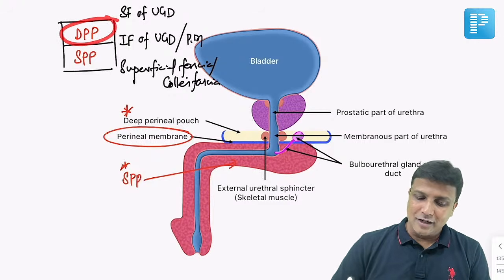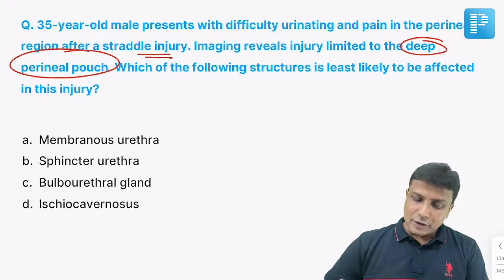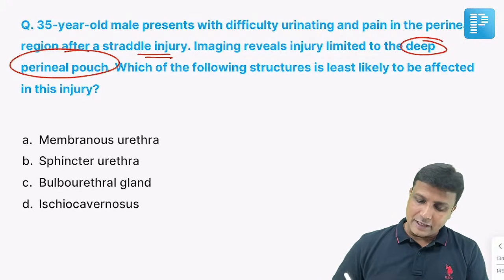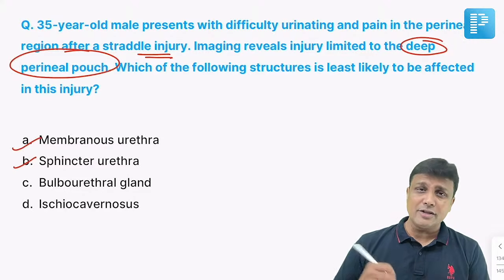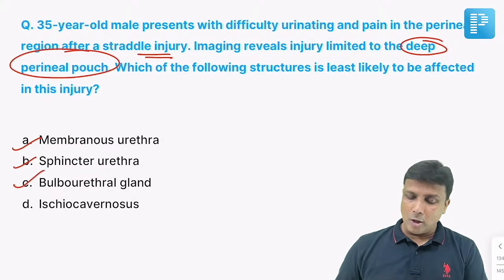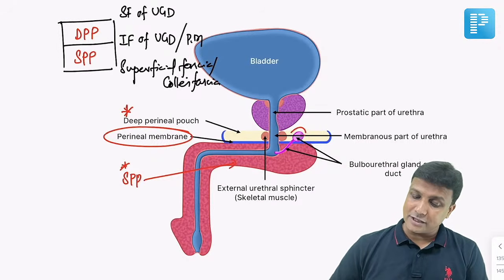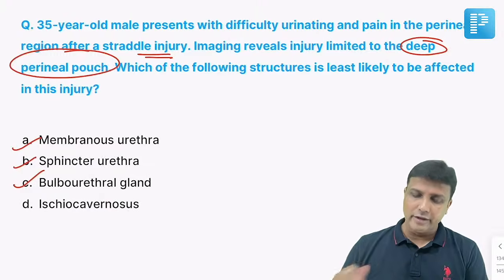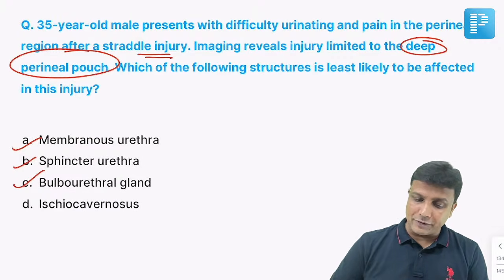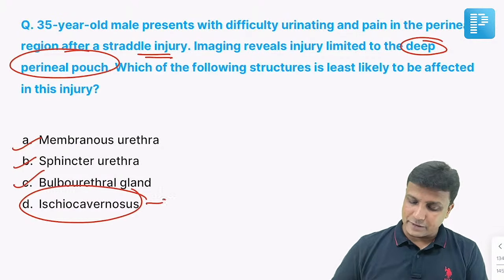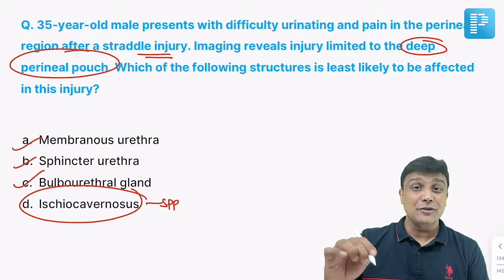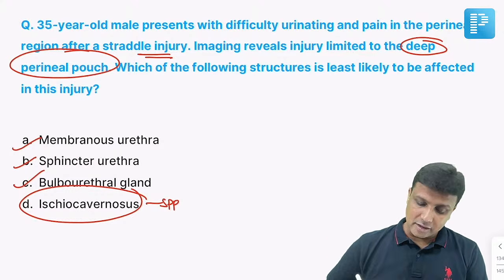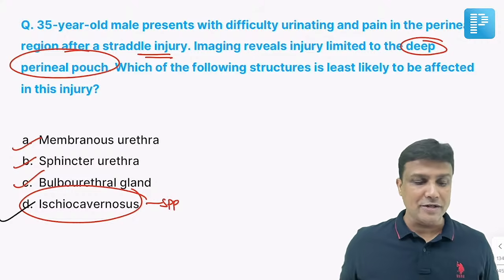Now here they say the injury is limited to the deep perineal pouch, so obviously, what will be in the deep perineal pouch? The urogenital diaphragm. So if it is the urogenital diaphragm, obviously remember that the sphincter urethrae muscle as well as the membranous urethra, as well as the bulbourethral gland, all these are present in the deep perineal pouch. You can see here the bulbourethral gland, the sphincter urethrae muscle as well as the membranous urethra, all of them are present in the deep perineal pouch, except for what, the ischiocavernosus, which will be found in the superficial perineal pouch. So the structure which will be least injured here will be the ischiocavernosus one, sir. That is the right answer. Option D is the right answer here.